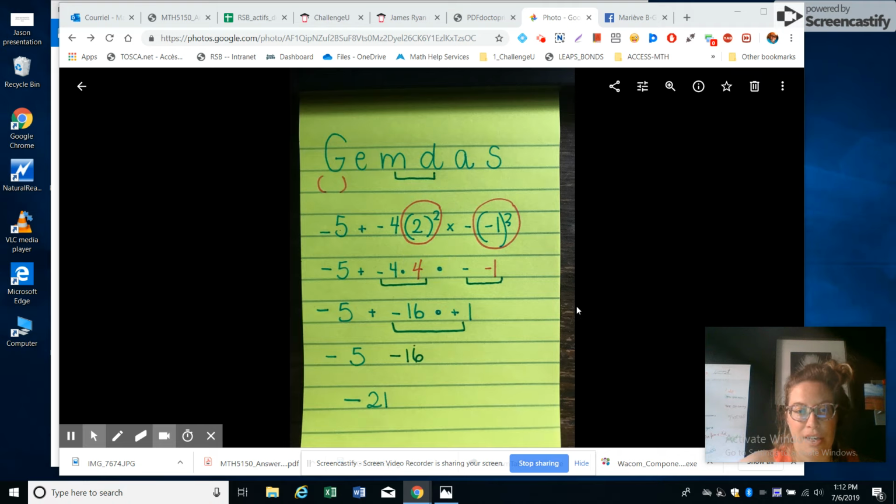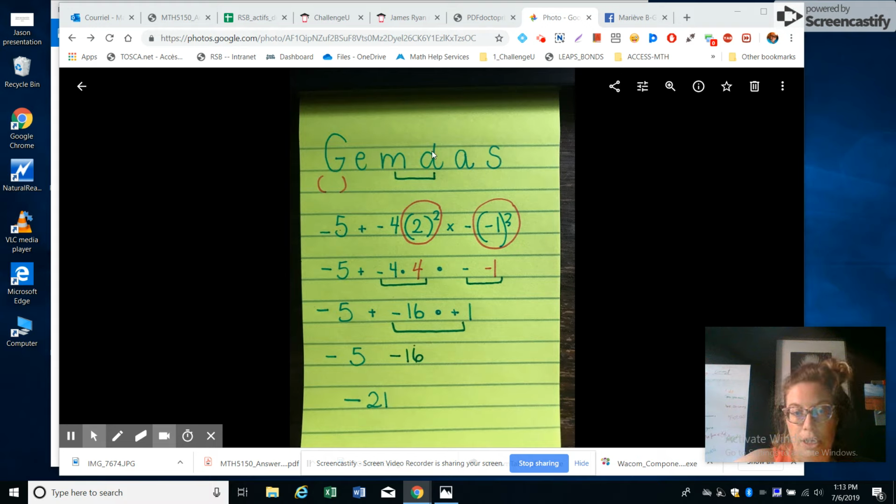Hello, I'm just here to make sure that you remember the order of priority, and I like to use GEMDAS. So G stands for groupings. Anything that is grouped between brackets, parentheses, or even a vinculum, you would use that first. Then you would look for exponent, and you would do multiplication, division, addition, and subtraction.